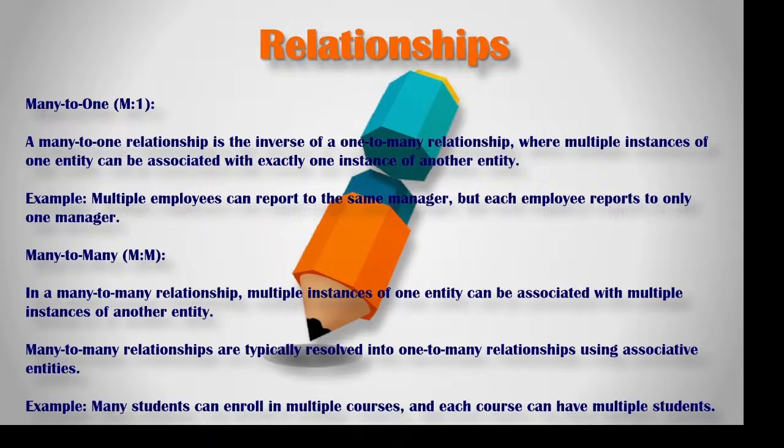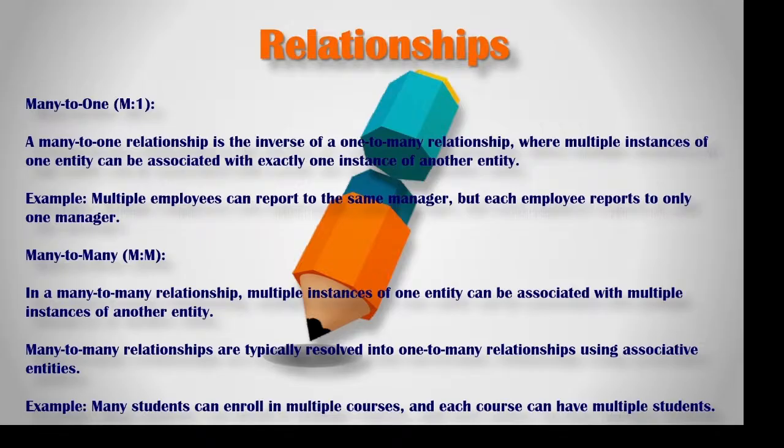Many-to-many. In a many-to-many relationship, multiple instances of one entity can be associated with multiple instances of another entity. Many-to-many relationships are typically resolved into one-to-many relationships using associative entities. Example: many students enroll in multiple courses, and each course can have multiple students.